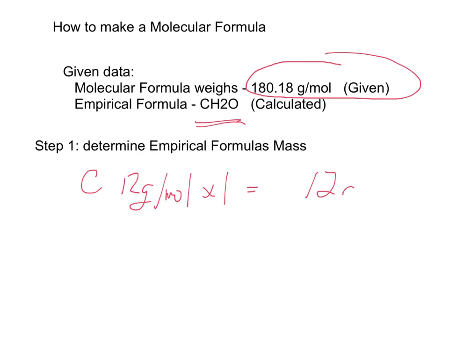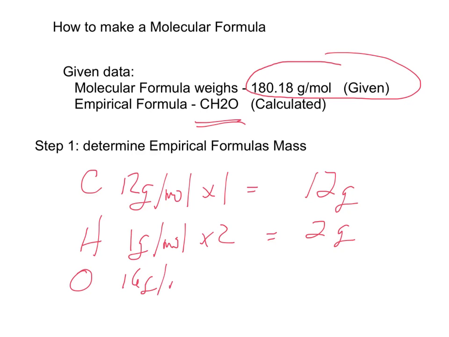So that's 12 grams. I know that hydrogen weighs 1 gram per mole, and I have 2 of them. So that's going to be 2 grams. And I know that oxygen is 16 grams per mole, and I have 1 of them. So that's going to be 16 grams. If I add this all up, 12 plus 2 is 14, plus 16 is going to be 30 grams per mole. So I know that my empirical formula is 30 grams per mole.